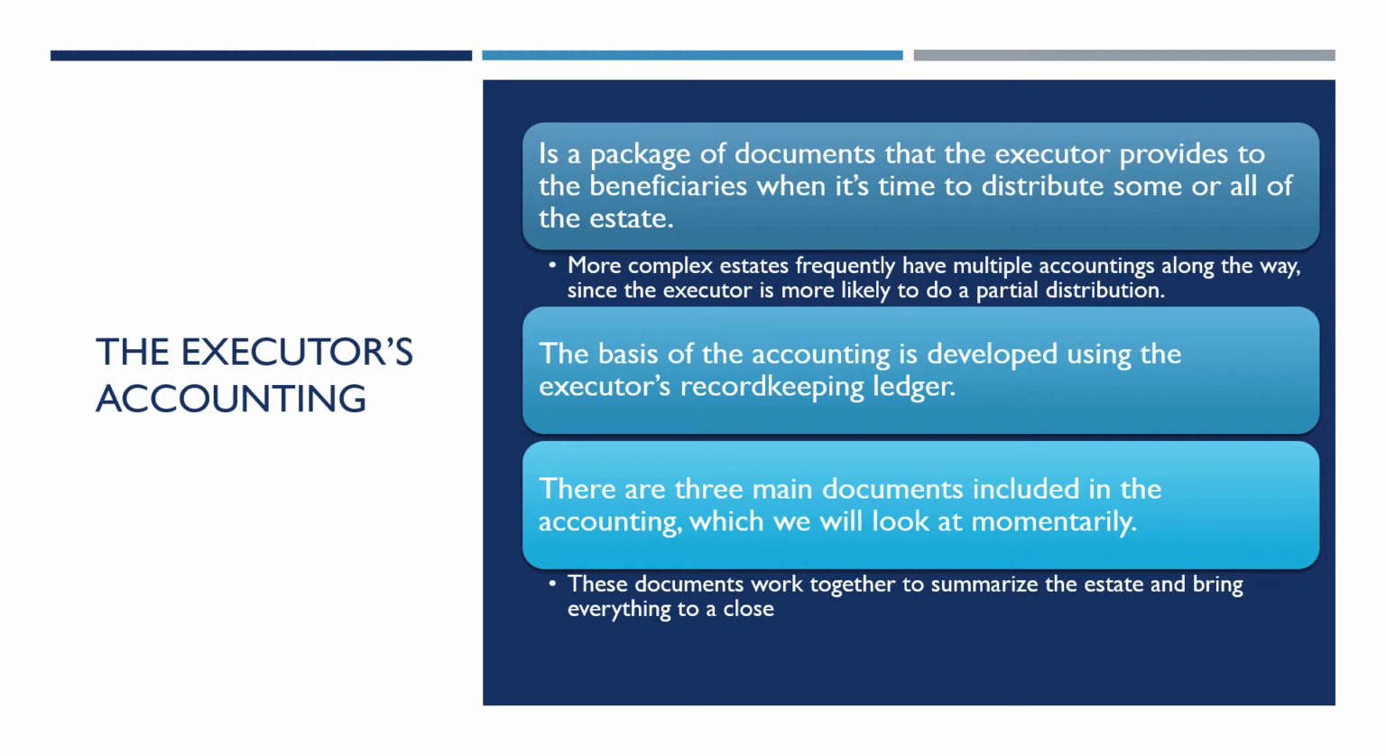An executor's accounting is a package of documents that the executor provides to the beneficiaries when it's time to distribute some or all of the estate. More complex estates frequently have multiple accountings along the way, since the executor is more likely to do a partial distribution. The basis of the accounting is developed using the executor's record-keeping ledger. There are three main documents included in the accounting. Each of these documents plays a role in bringing the estate to a close. When these documents are put together, they explain the transactions in the estate.